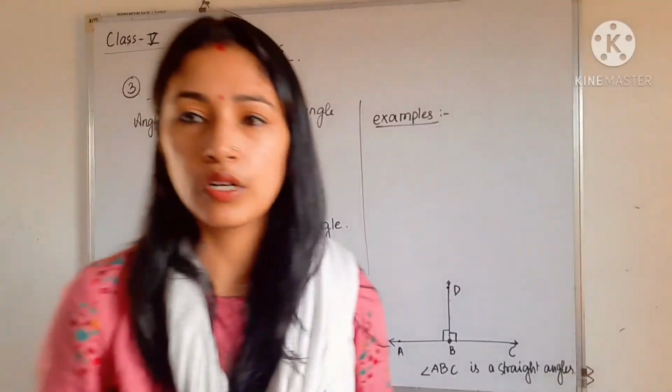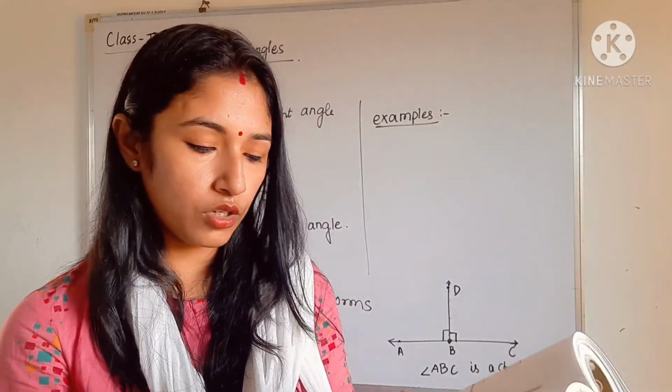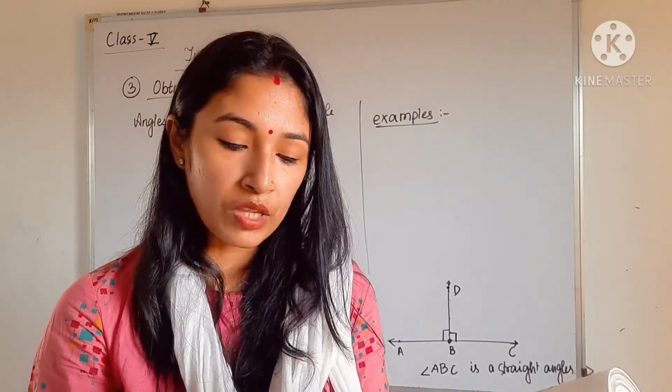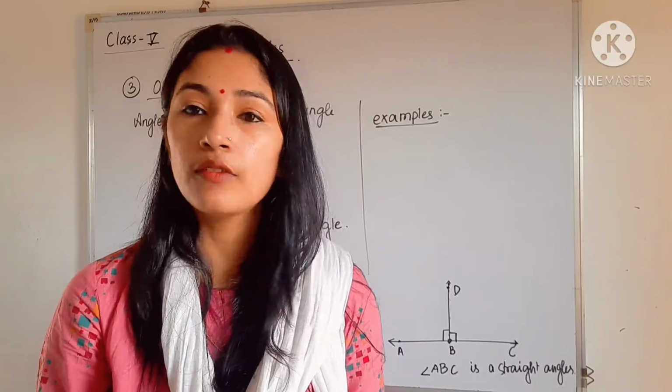So students, next come to exercise 10.1. Here you have to draw colors in the figure. The first one is the angles which are right.